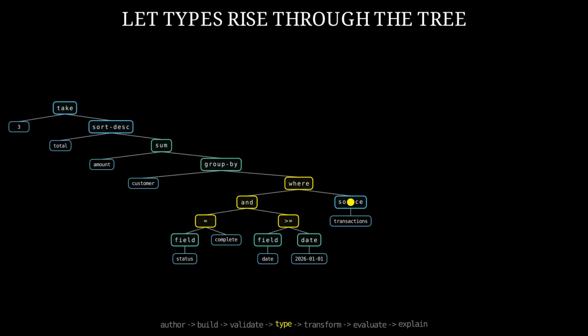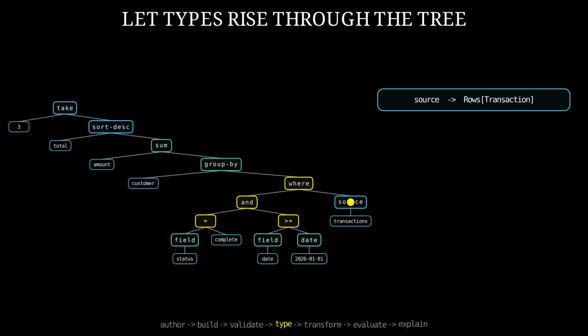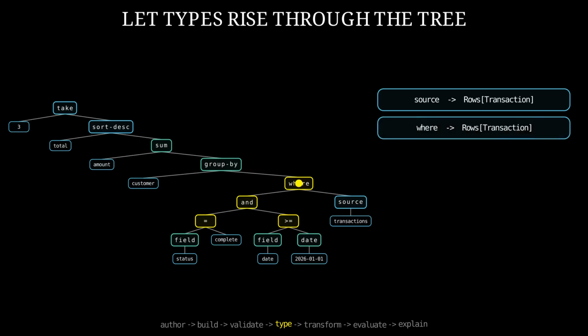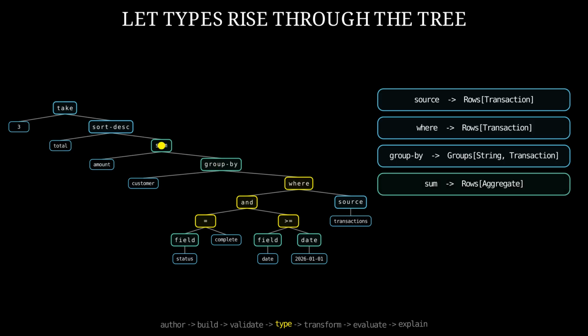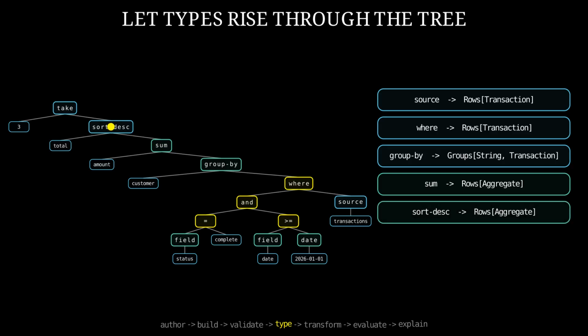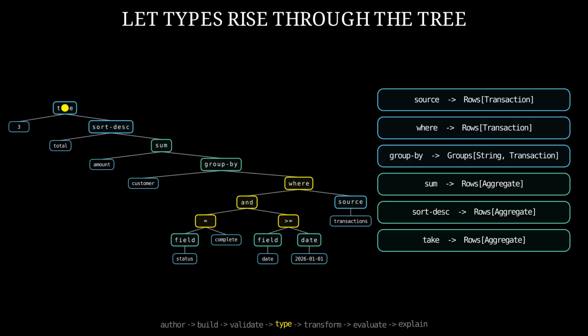Now let types rise through the same tree that values climbed last time. The schema gives source the type rows of transaction, where preserves that row type. Group by customer produces groups keyed by string. Sum consumes those groups and produces rows of aggregate. Each aggregate has customer and total. Sort preserves those rows, and take preserves them again. The root therefore has type rows of aggregate, without opening the transaction table.